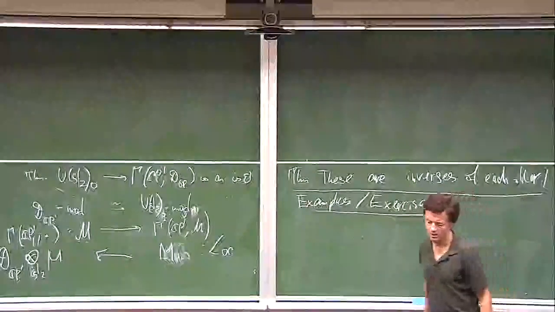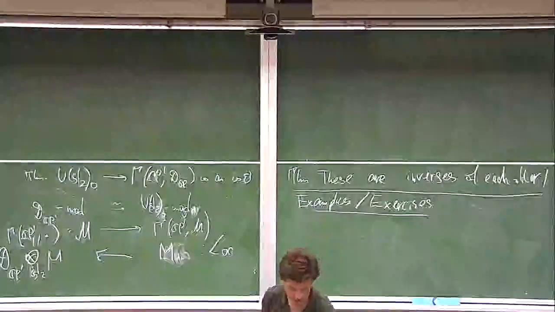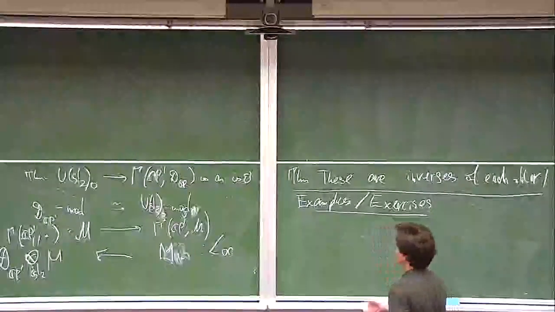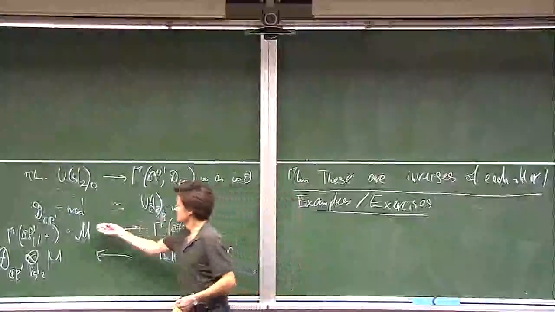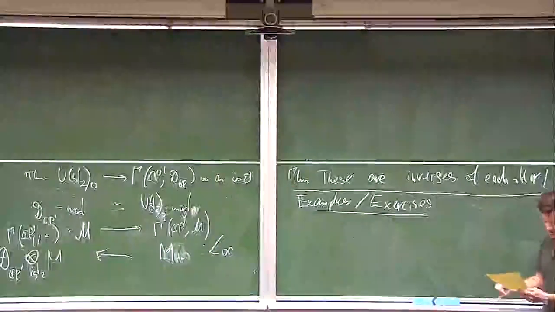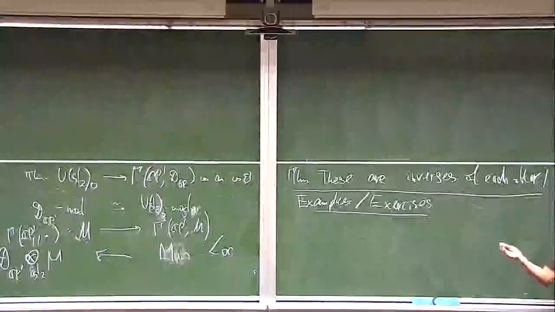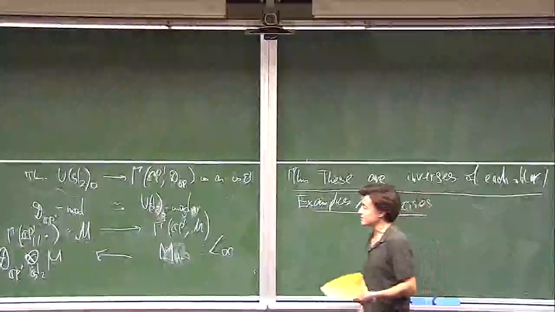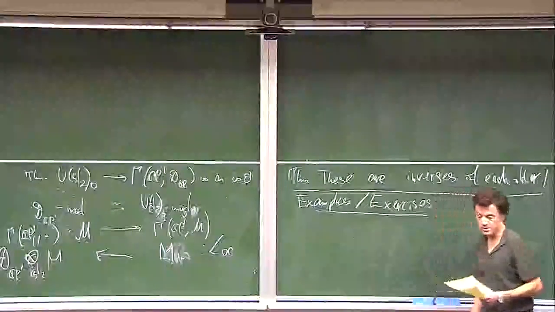And then we will move on. So examples will be concerned with concrete such maps between concrete such objects. So what is the simplest possible G module? A trivial one, of course.